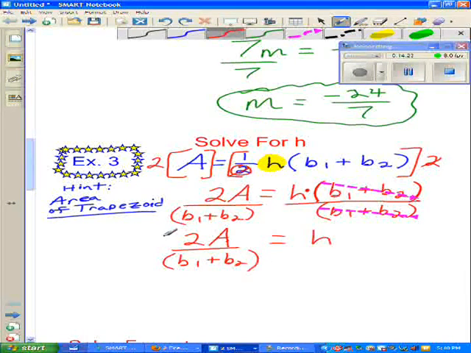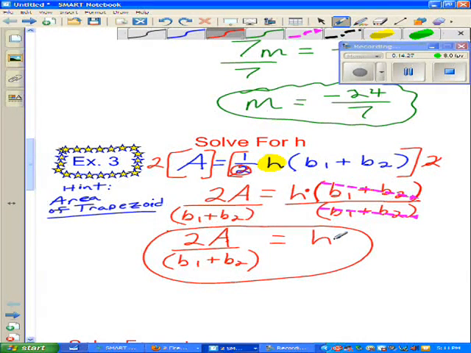Alright. So if we needed to find the height of a trapezoid, given its area and its 2 bases, we could plug the area in there, add the bases, multiply by 2, divide it, and that would tell us the height. So it's a very useful little tool to have when you're solving formulas.